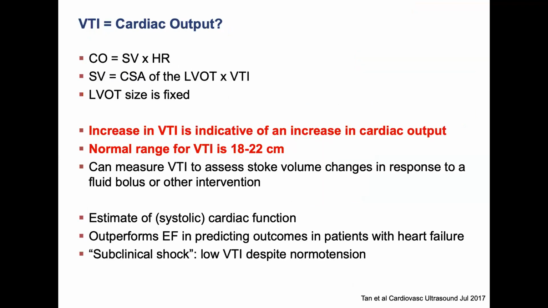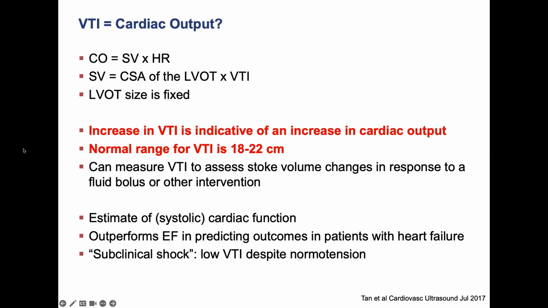So we did all this, calculating the cardiac output, but can we just look at the LVOT VTI, and does this kind of correlate with cardiac output? So if you think about it, again, here's our equation. The stroke volume is the cross-sectional area times the LVOT VTI. But that LVOT size is fixed, right? So therefore, an increase in VTI is indicative of an increase in cardiac output. And remember that normal range for the VTI is going to be 18 to 22.